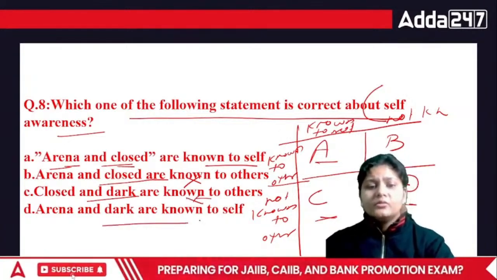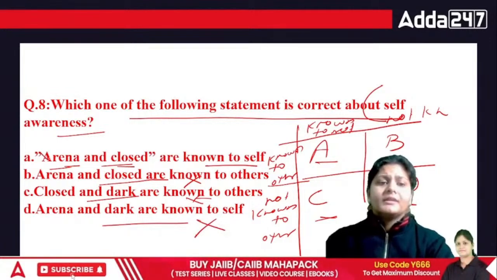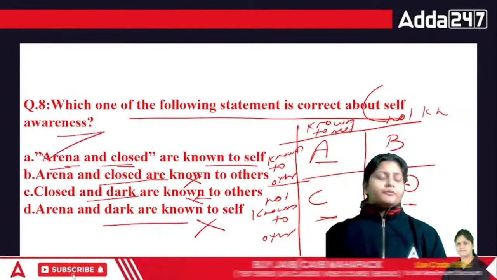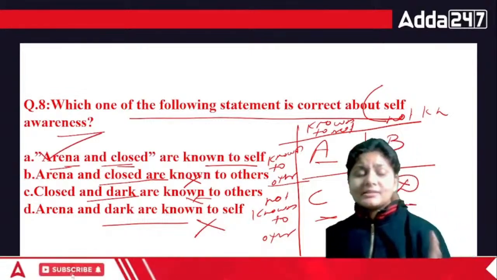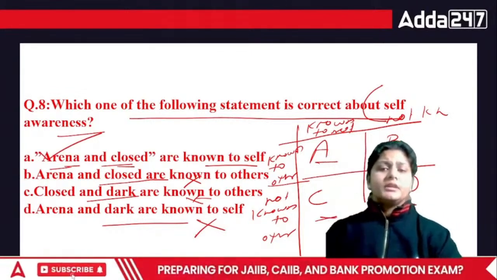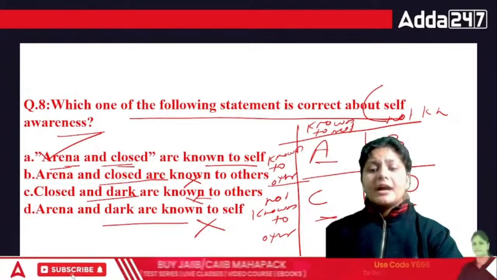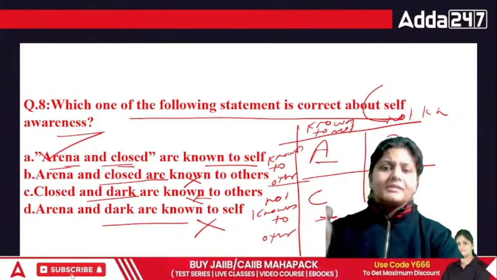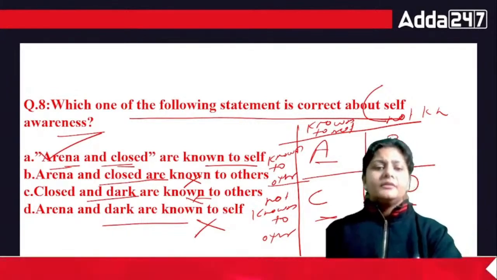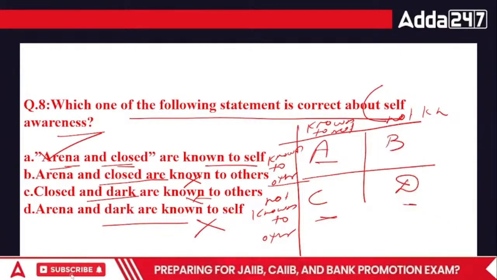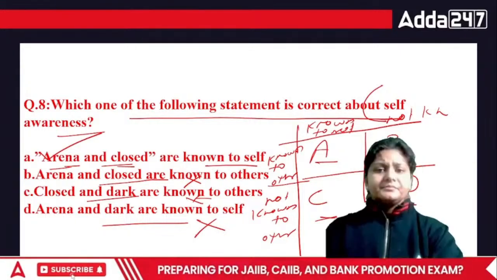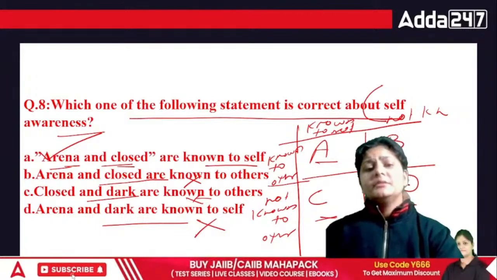Arena and dark are known to self, which is also wrong. So number 1 is the right one. See, if you want to remember this, normally last year, in the year 2022, there was a 5 marks question from only the Johari window. So it is a very, very important topic, right? You can see here A, B, C, D, right?